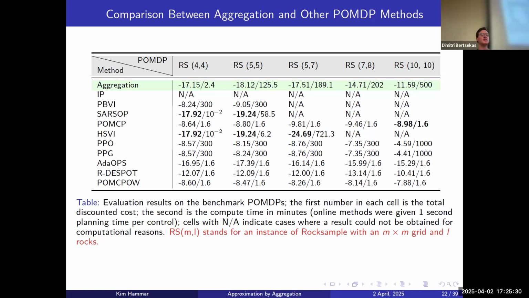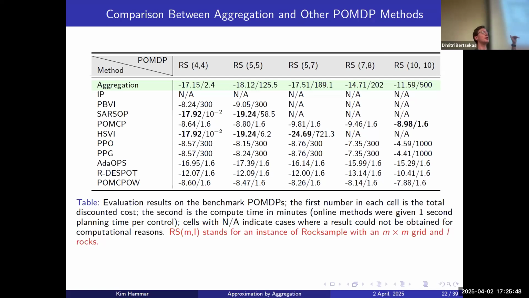So I basically run it until the method converges, or when it doesn't converge, I just put some arbitrary limit. Like for example, for PPO, I just put the limit at 1,000 minutes. But if the method converges, then I denote the number of minutes it took to converge.